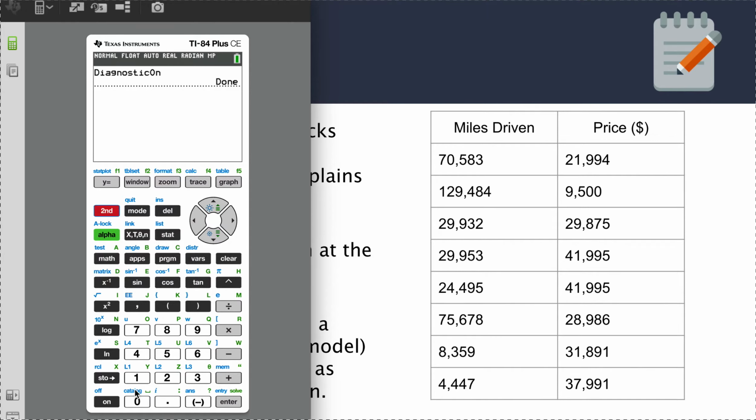So if you click second catalog, it'll take you to the catalog. You scroll way down to DIA. Oh, there we go. Past it. Go too far. All right. Diagnostic on. We'll hit enter. Boom. There we go.